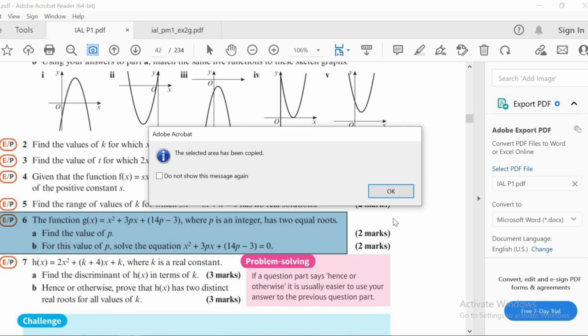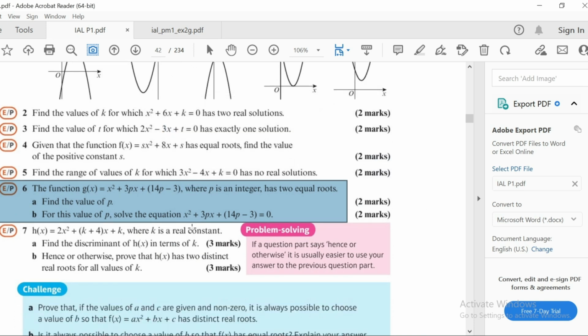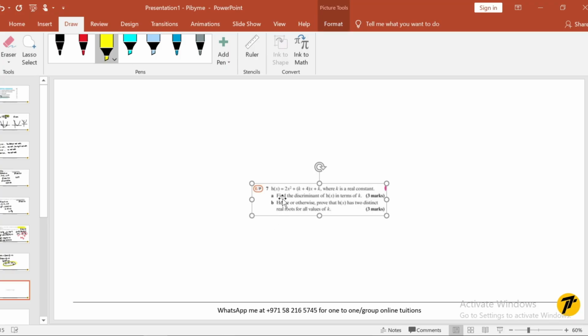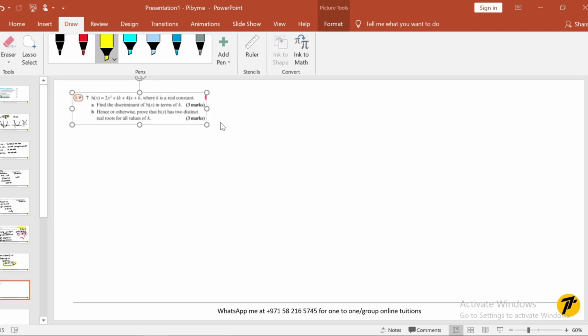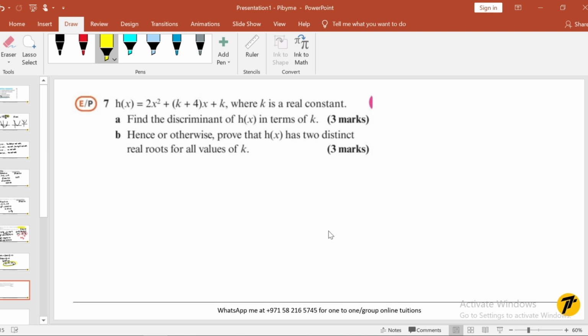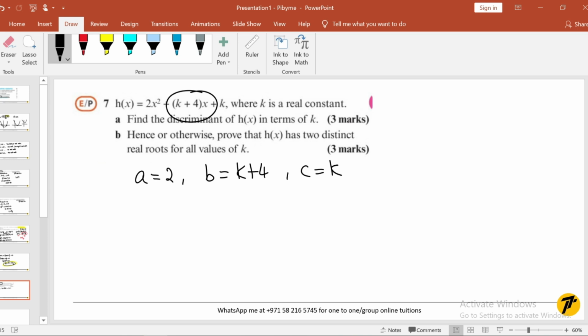So that's how we use the discriminant to solve these questions. Probably I'll solve question number 7. Question number 7 says, you have a quadratic function given. They want you to find b square minus 4ac here. A is the coefficient of x square. B is the coefficient of x, which is k plus 4. C is the constant term k.